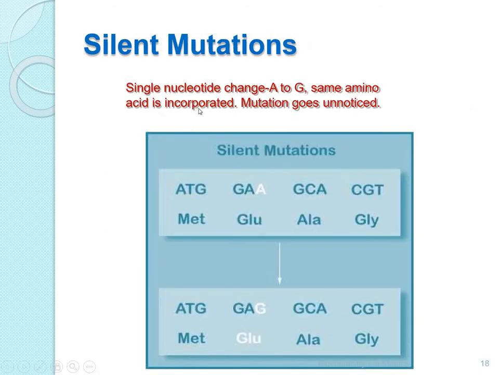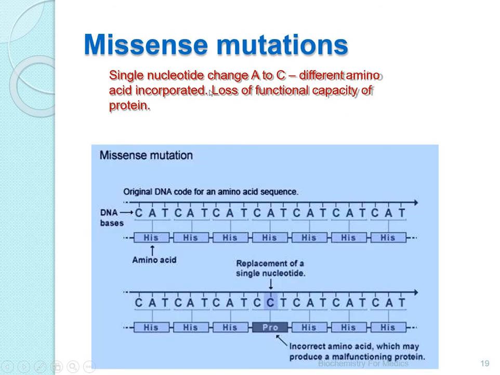Silent mutation: a single nucleotide change, A to G, and the same amino acid is incorporated, so the mutation goes unnoticed. There is only a change in the third base, A to G, still glycine. That is an unnoticed silent mutation.